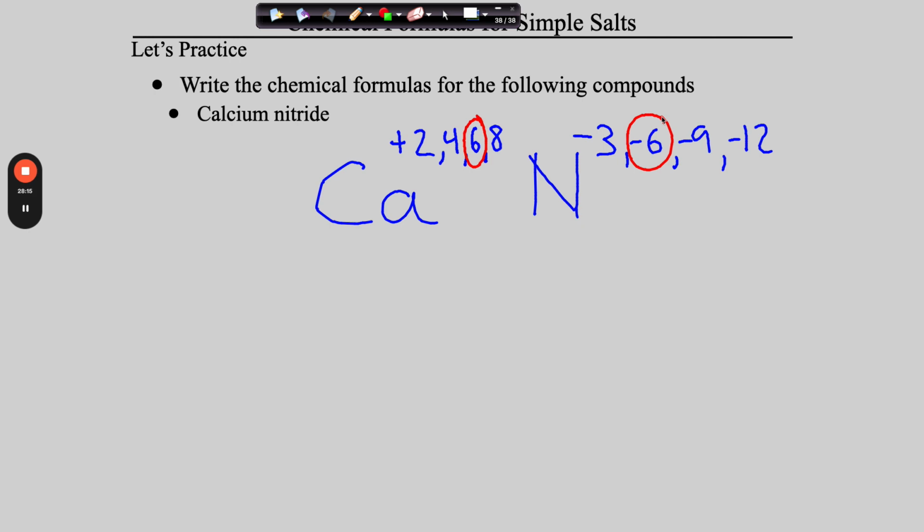So, how many positive 2's do we need to make +6? Well, we need 1, 2, 3. So that means we're going to have Ca3. But then, how many -3's do we need? How many -3's do we need to get to -6? Well, we need 2. 1, 2. So this would be Ca3N2.